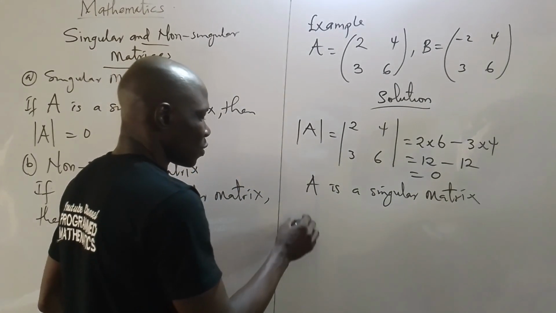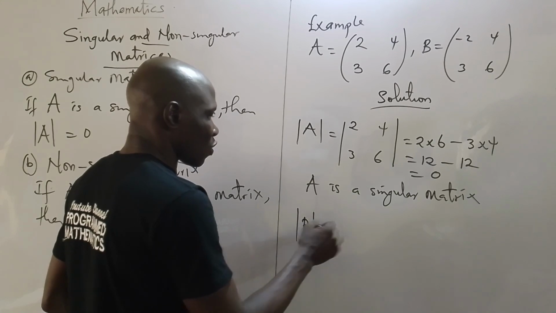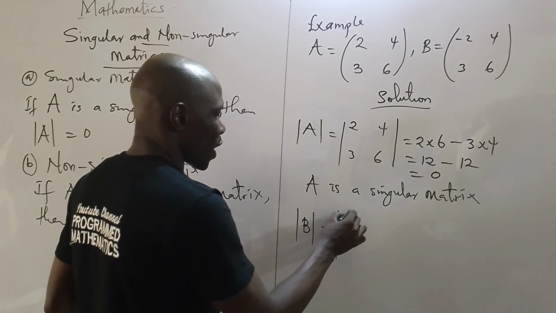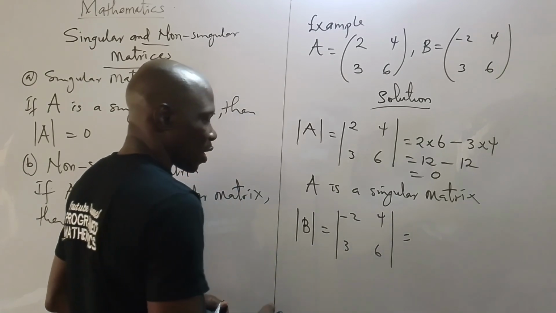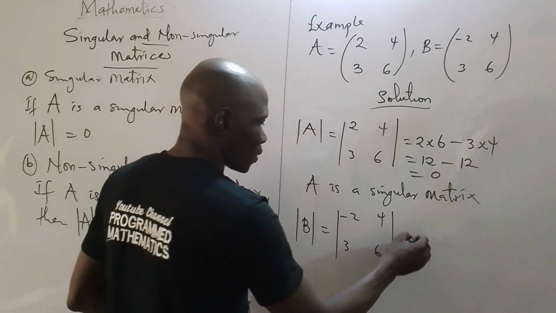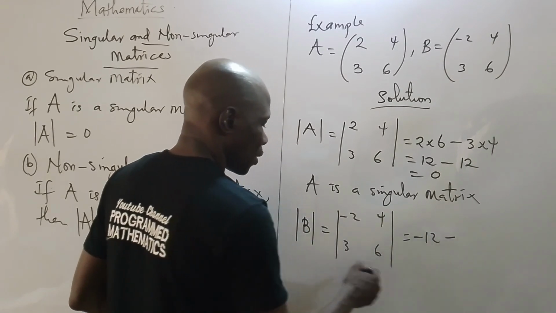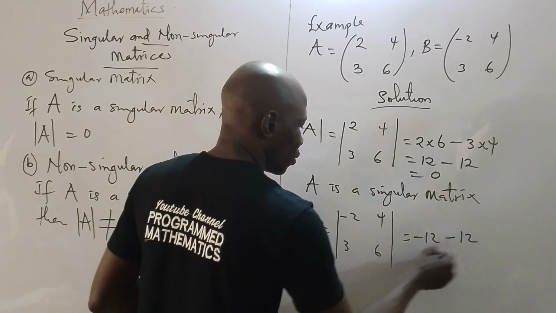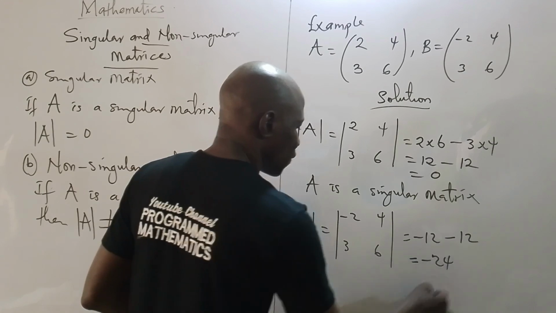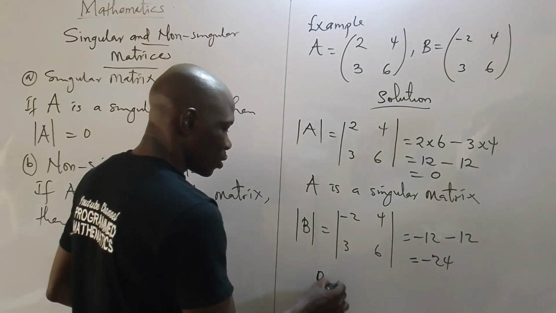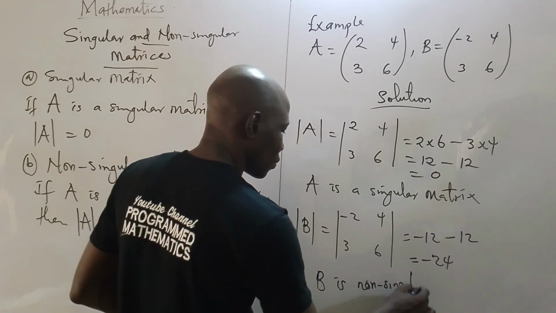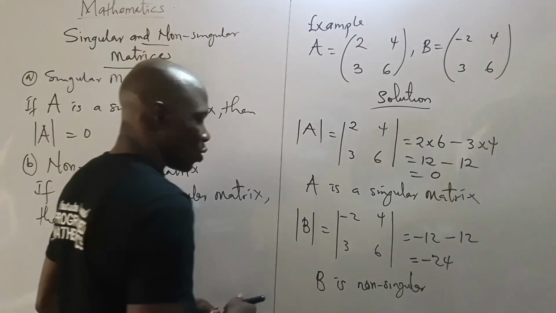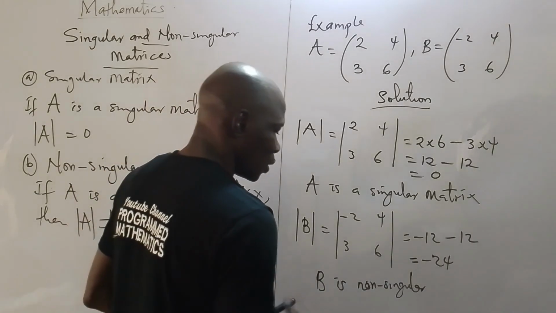Okay, then look at matrix B. Determinant of matrix B also, we have -2, 4, 3, 6. So what do we have here? -2 times 6, that's -12. -3 times 4 is 12. So this is -24. So matrix B is non-singular. Okay, it's a non-singular matrix.